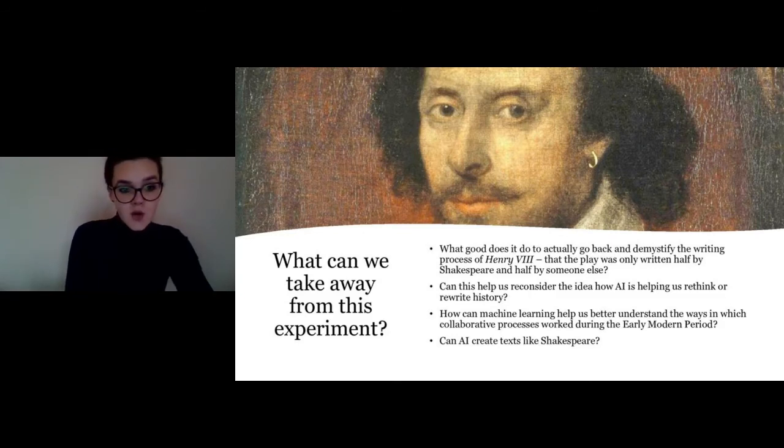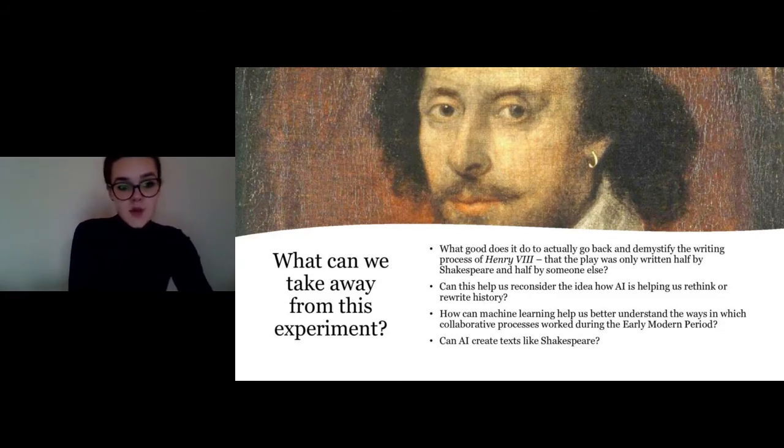We might also ask ourselves, what good does it do to actually go back and demystify the writing process of Henry VIII? That the play was only written half by Shakespeare and half by someone else. We can reconsider how artificial intelligence is helping us to rethink or rewrite history. So basically, in other words, it's not just changing how we look at things going forward, but how we look at things going back. So a lot of literary works that we attributed to great lonely geniuses can now be reinterpreted through the lens of artificial intelligence, and we might find more collaboration of this sort in works that were considered to be of single authorship.